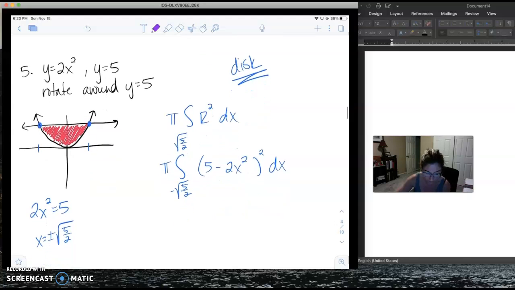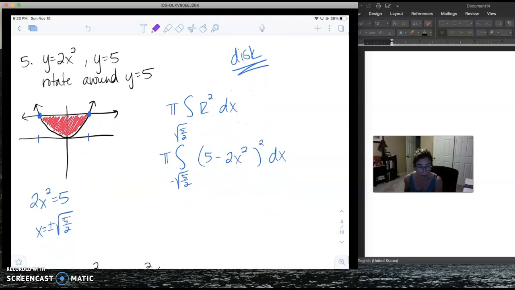Let's look at number 5. Number 5 has 2x squared, so a parabola, and y equals 5, and it looks like that shaded little bowl, right? It says I want to rotate it around y equals 5, so I want to rotate it up this way. My axis of revolution is this line right here, and it looks like I have a good starting point and a good ending point. That's where the shaded area is. But it looks like the starting and the ending is along the x, right? It's whatever this x value is and whatever this x value is.